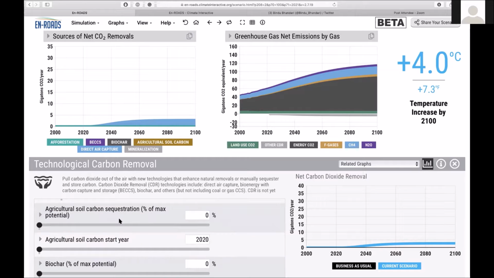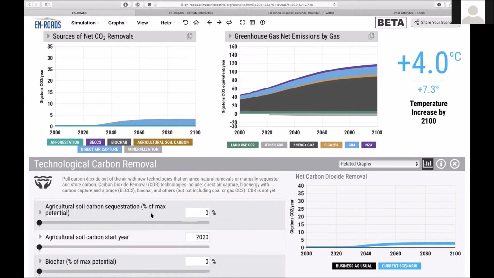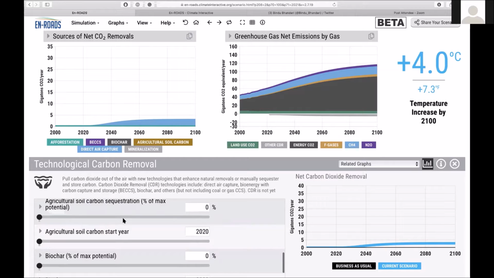If you want to test out, please unmute and see if there is any of these solutions that you are keen to explore. If not, for the moment, I'm moving the agricultural soil carbon sequestration. So here I am, for example, let's set this at 50% and see what happens to the graph on the left and the right.